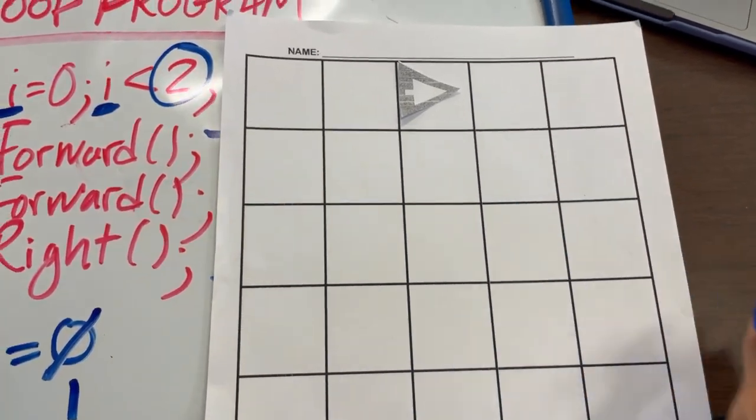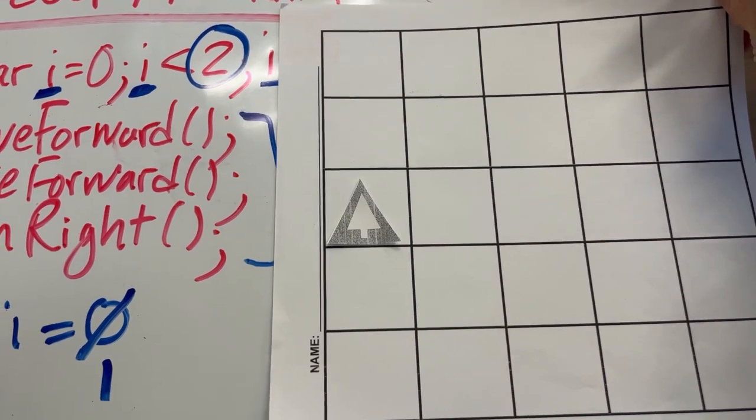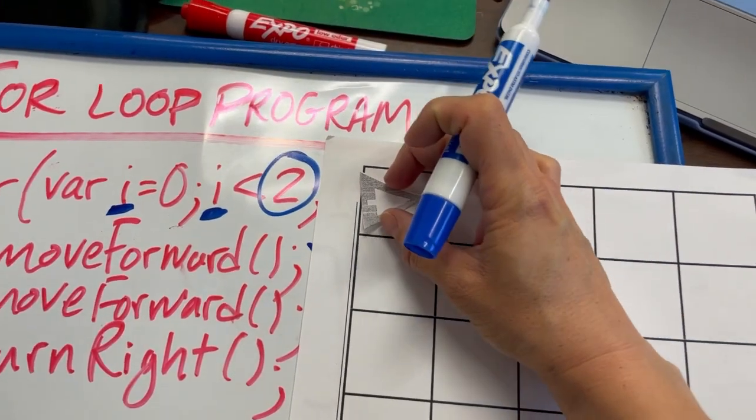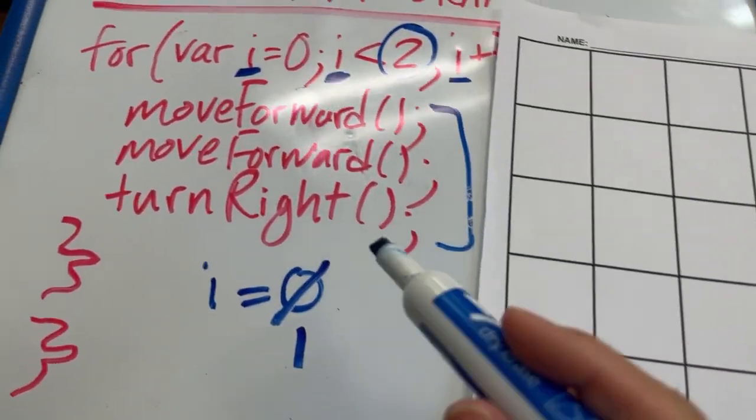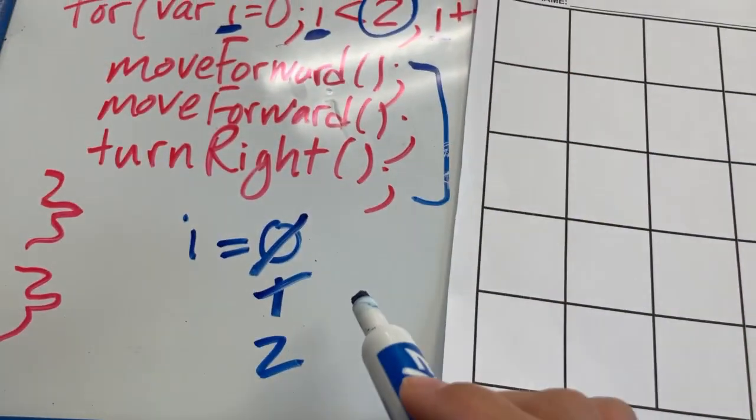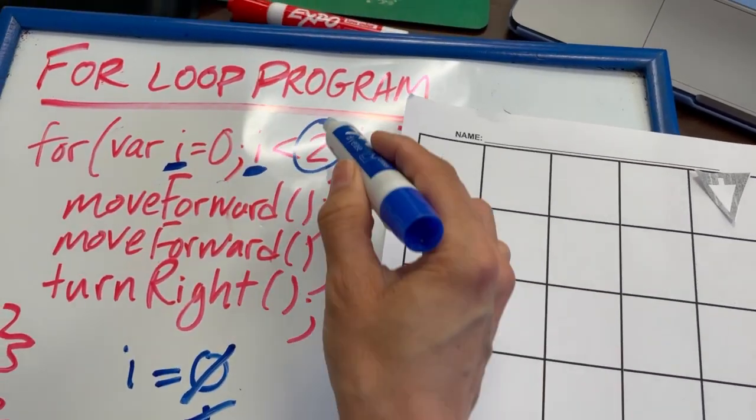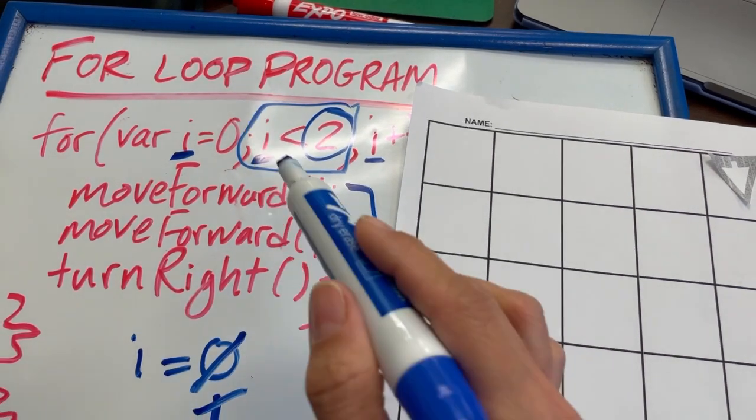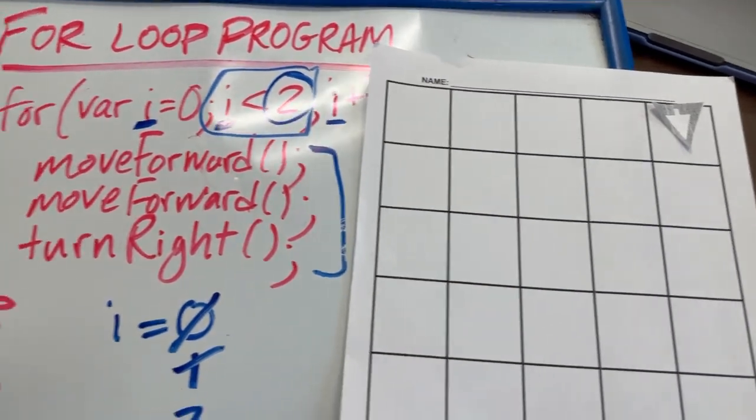Again, our robot's facing that way. So forward is not this direction. Forward is based on where the robot's facing. So forward, forward, and right. And that would be the second round. i becomes 2. 2 is not less than 2. So at that point, our robot stops because this program can't run. If this part is not true anymore, it can't run, right? So we've run it 2 times, forward, forward, right, forward, forward, right. And that's the end result of where our robot would be.